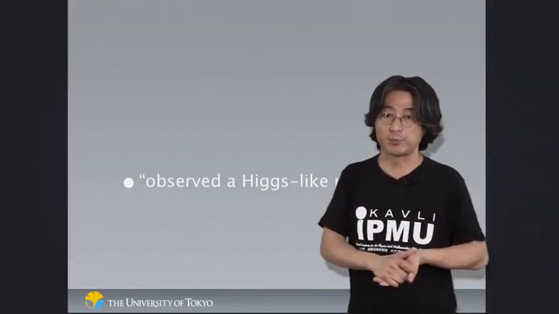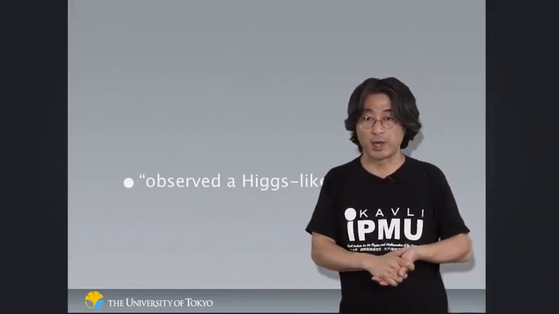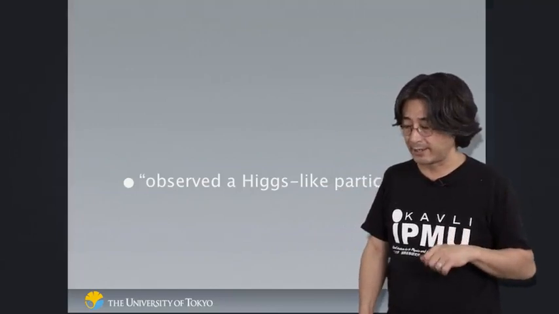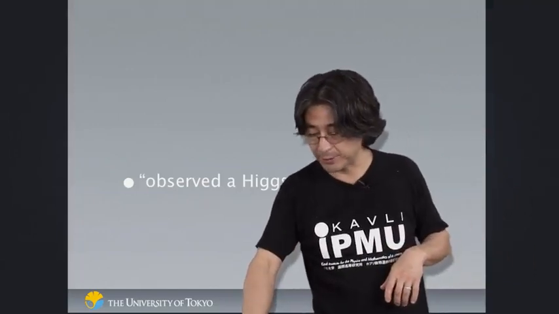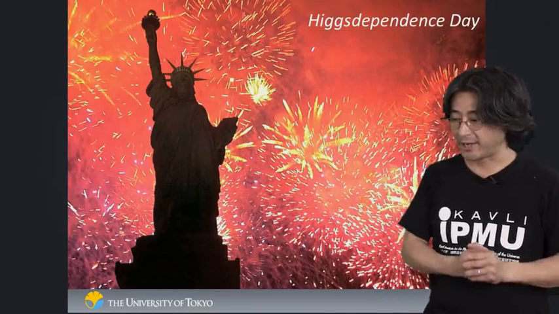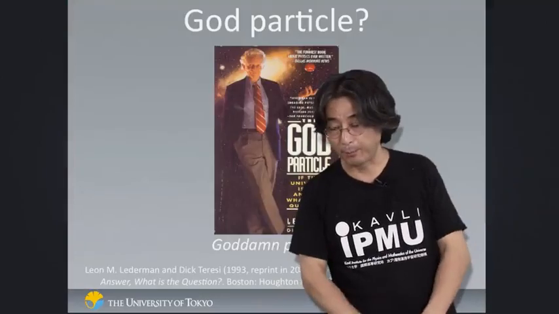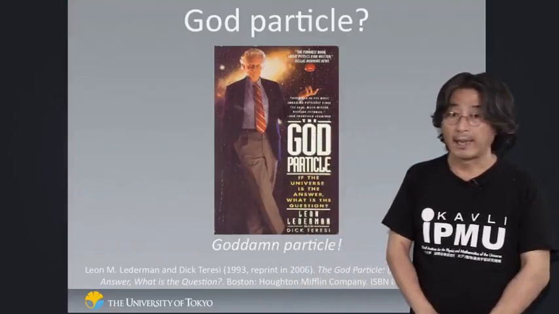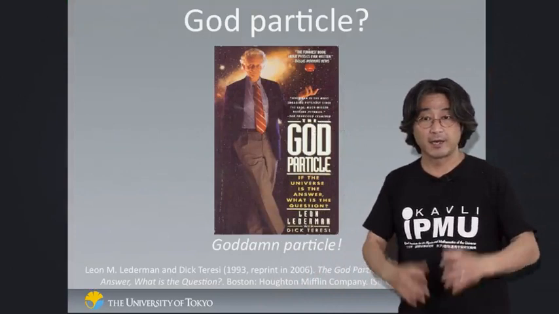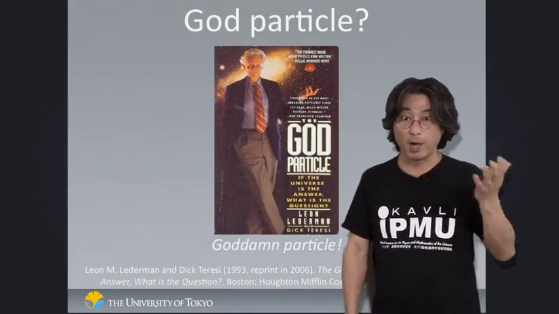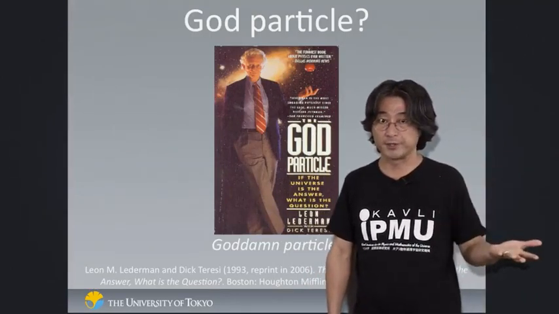And especially that this was actually done and reported on July 4th, which is Independence Day in the United States. A lot of us call this day the Higgs Dependence Day. And that was a big celebration worldwide. And so the question then is, how important is this discovery? Why have we been looking for this particle for 50 years?